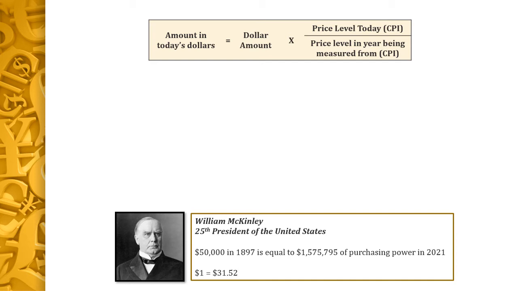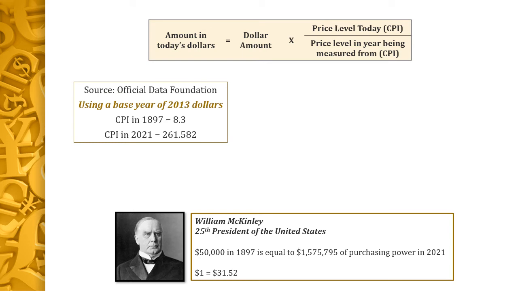We could put 50,000 in, or I tend to use $1 to help us understand exactly the difference between a dollar then versus a dollar today. And we're going to look at the price levels of today. So what is today's CPI divided by the level of the year being measured from, the CPI of the base year. And so that base year then again comes into play.